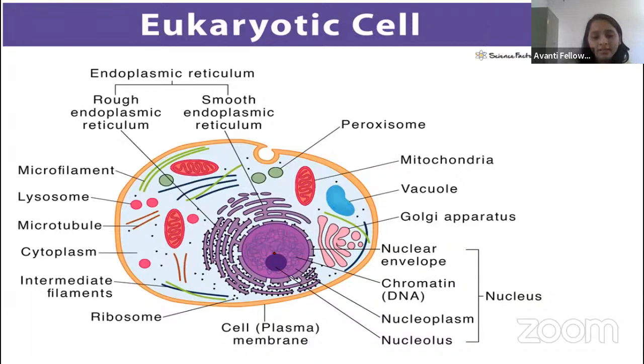Then we have the Golgi apparatus, then the lysosome, then the peroxisome, then the mitochondria. And in the plant cell, we can see the chloroplast. And other than that, an important thing we have is the cytoskeleton.